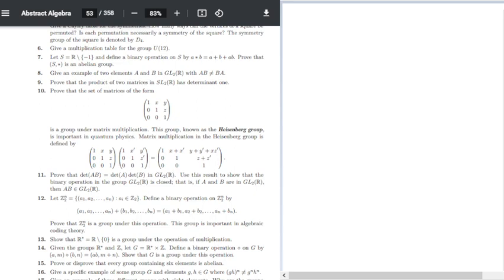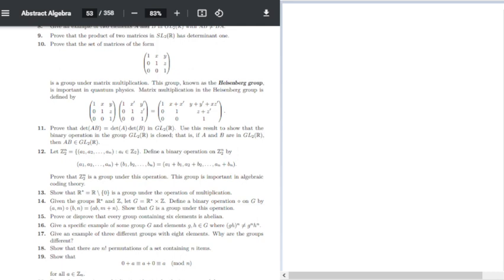Alright, give an example of two elements, A and B, in GL2 of R, with AB not equal to BA. I'm going to assume that if you're watching this, you've done enough linear algebra to not need an example of that, to know that the group is non-commutative. Prove that the product of two matrices in SL2 R has determinant 1.